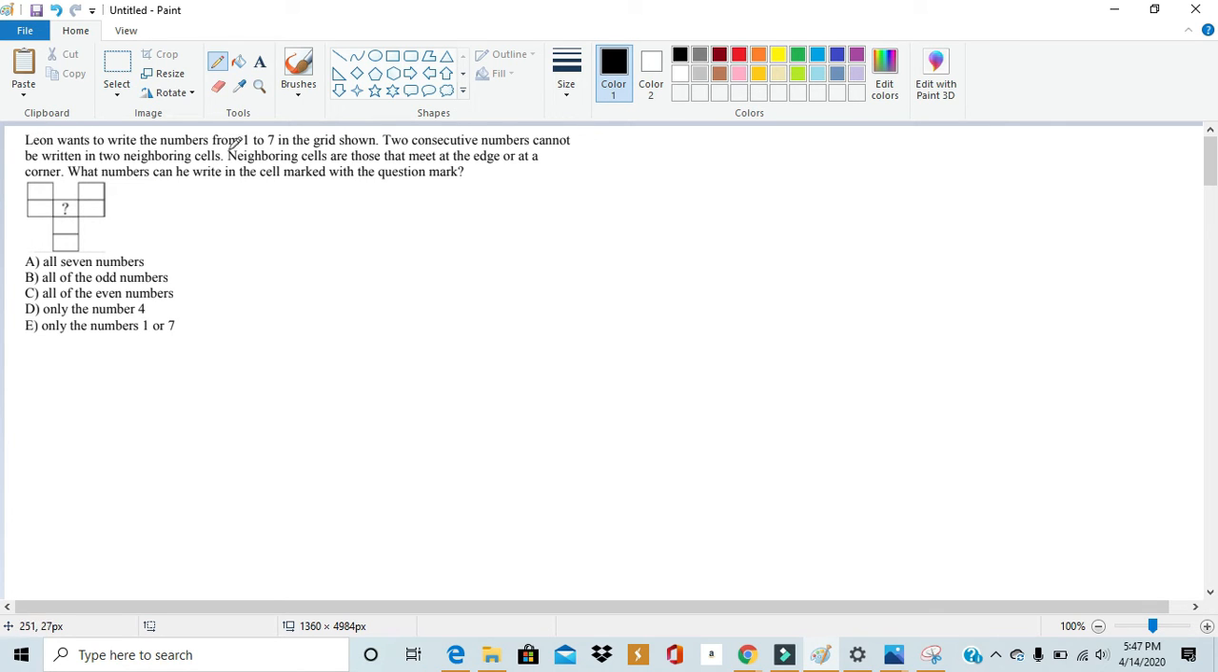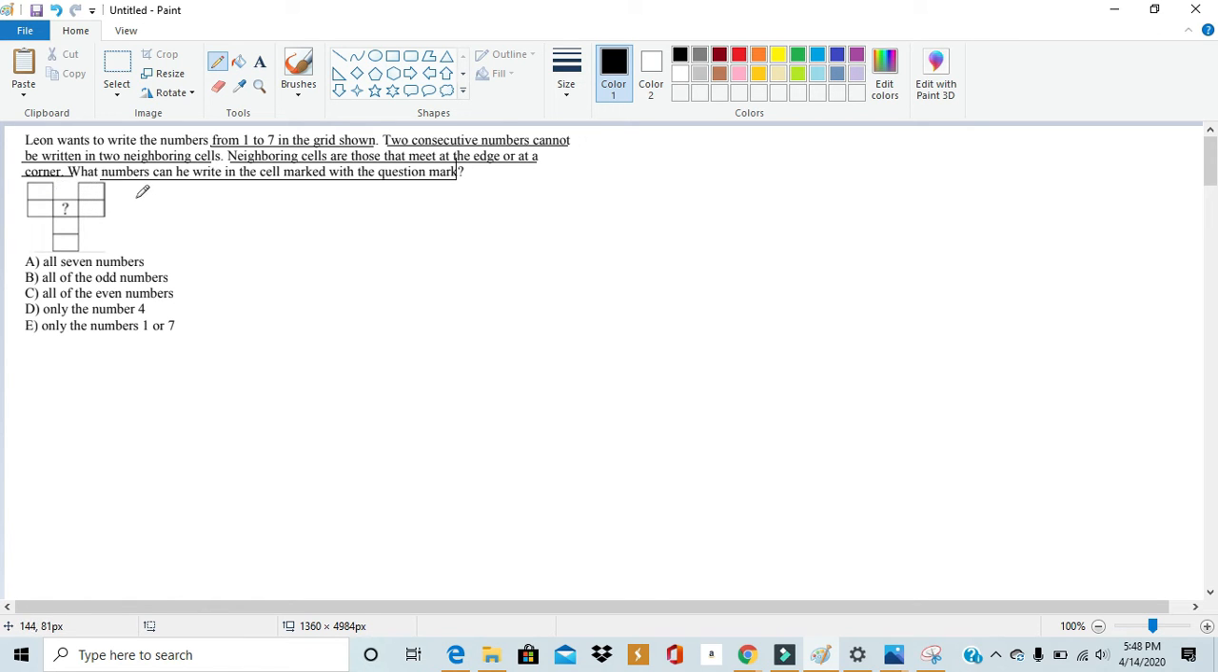Leon wants to write the numbers from 1 to 7 on the grid shown. Two consecutive numbers cannot be written in two neighboring cells. And neighboring cells are those at the edge or at the corner. What numbers can he write in the cell marked with a question mark? So it shows us this diagram and tells us that two consecutive integers cannot be in neighboring cells. And those are cells being connected by the corners or connected by the sides.